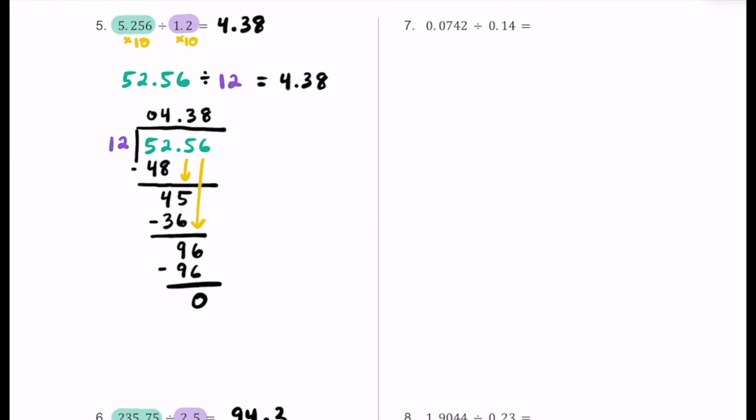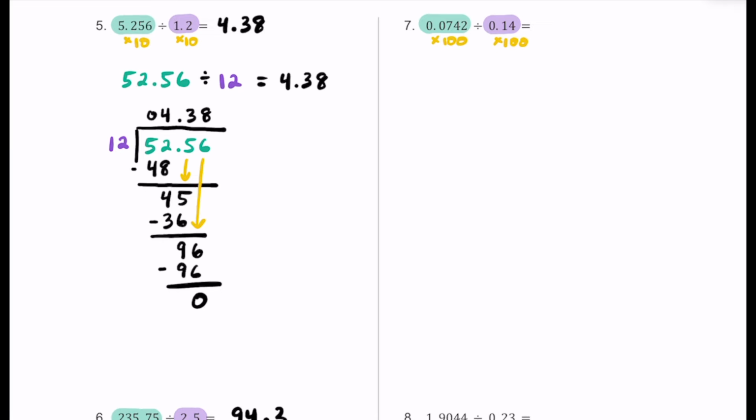Here's number 7. For number 7, we have this 742 10,000ths. We're going to go ahead and divide, see how many times 14/100ths is going to fit inside of there, right? Now, this 14/100ths, we need to be a whole number and it has 2 decimal places. So if we go ahead and multiply it by 100, that's going to move it over 2 times to the right. So we're going to have to multiply this by 100 as well.